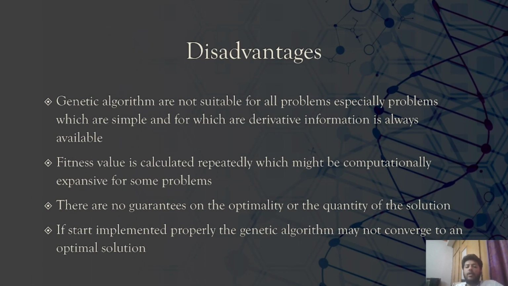Coming to the disadvantages part, genetic algorithms are not suitable for all problems, especially problems which are simple and for which derivative information is always available. And then the fitness value is calculated repeatedly, which might be computationally expensive for some problems, which is not the best approach, as it might be a very large solution space for us to find the solution in, and then there are no guarantees on the optimality or the quality of the solution. So if not implemented properly, the genetic algorithm may not converge to an optimal solution, so it might not always be the most optimal solution that we reach.